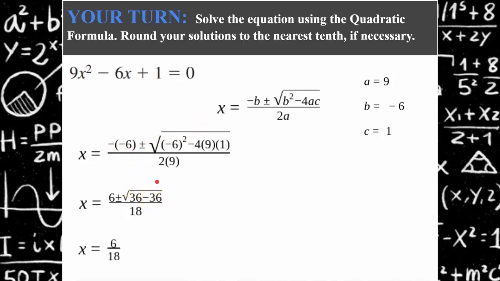So that's 6 plus or minus the value of 0, which is going to give me just one root, which simplifies to 1/3. So that tells me that the vertex of this quadratic function lies on the x-axis. So there's one solution, one x-intercept.